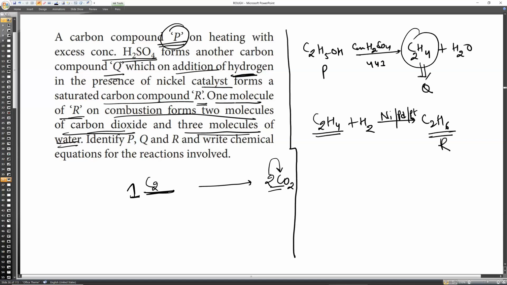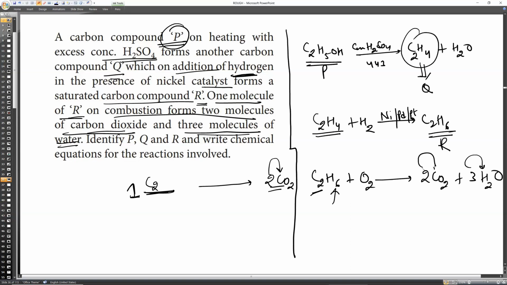Now it is saying that 1 mole of R, that is 1 mole of C2H6, when you burn it in the presence of oxygen, will give you 2 moles of carbon dioxide and 3 moles of water. 3 moles of water means 6 hydrogen, and here it is 2 carbon. Got it? Now you understood PQR? P is ethanol, Q is ethene, and R is ethane. Understood? Tell me fast. Yes, sir.